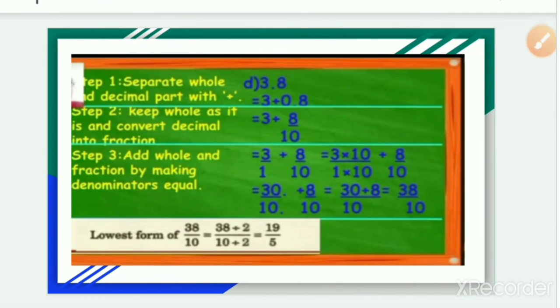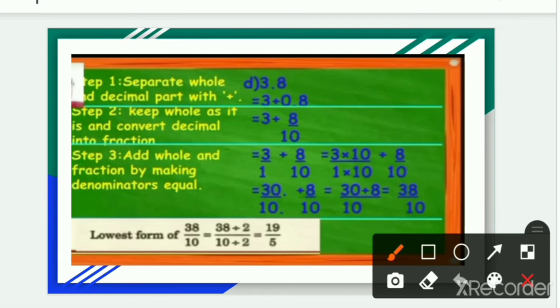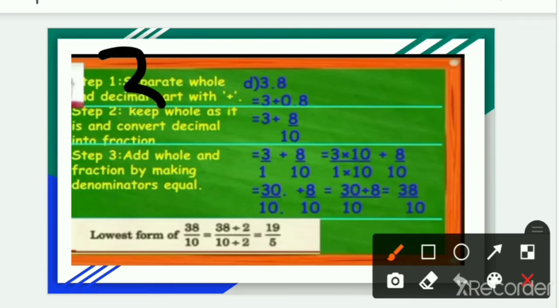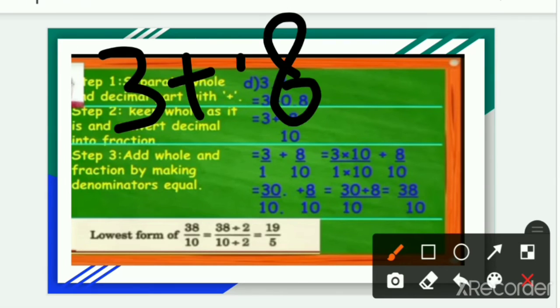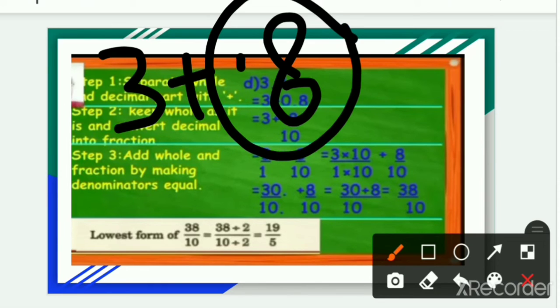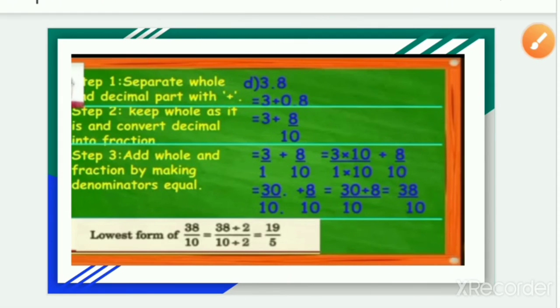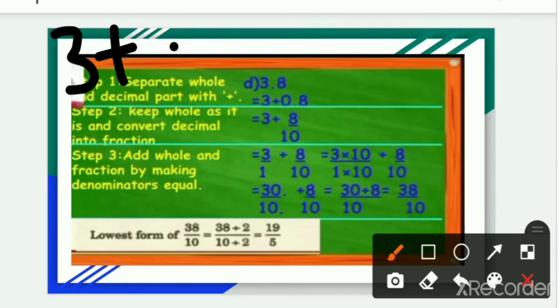Now we have the next question, that is the D part of this. This is 3.8. Again we have to separate the number and the point. So we will write 3 plus 0.8. Now we have to convert this point into a fraction. So we will remove this decimal point and we will increase the 0 down. So 1 we will write as it is, and after the decimal point how many digits are here? Only one digit, that is 8. So we will increase only 1 zero. So it will be 3 plus 8 by 10.